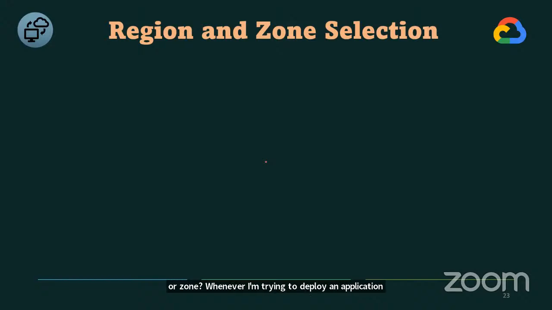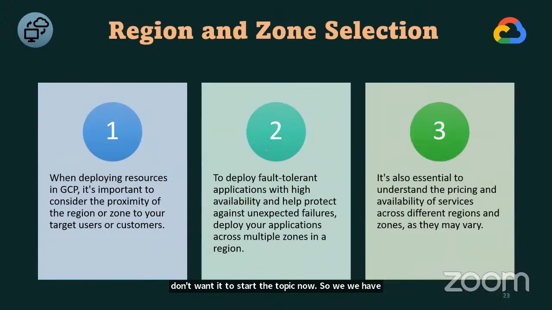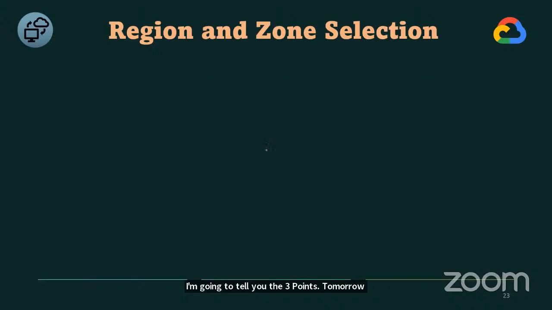That I am going to tell you tomorrow, guys. I don't want to start the topic now. We have 3 points in total that I am going to define in a very simple way: whenever you want to deploy a resource, what are the things you need to remember so that you get less cost, very good performance, very high availability of the resource, and very low latency. I am going to tell you those 3 points. We will see it tomorrow, guys.